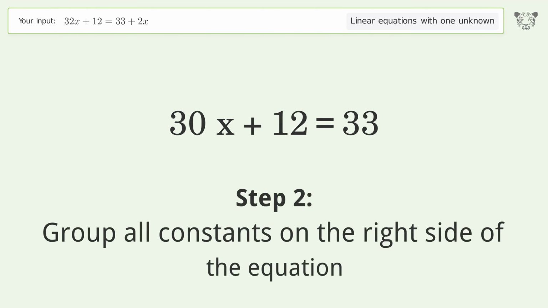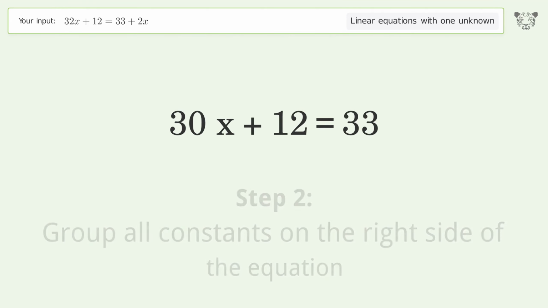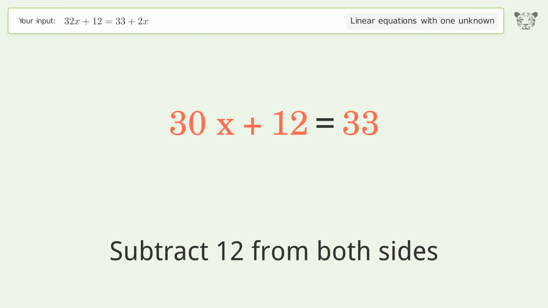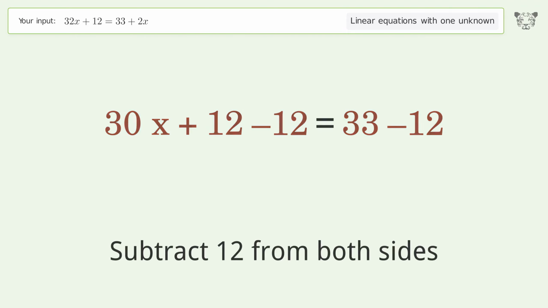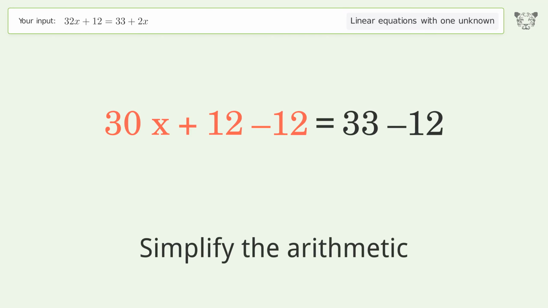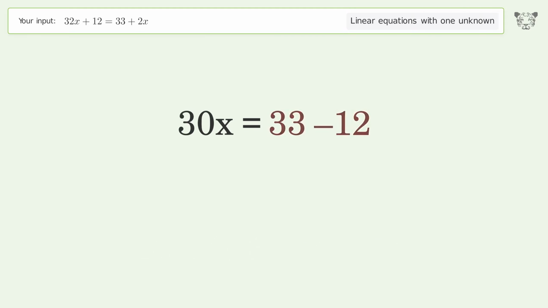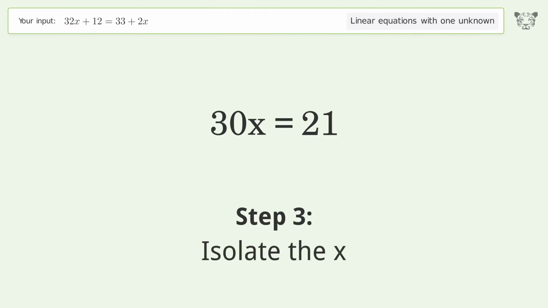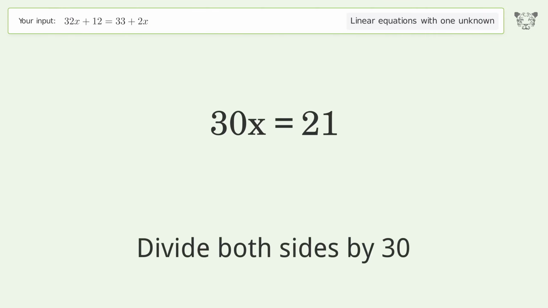Group all constants on the right side of the equation. Subtract 12 from both sides. Simplify the arithmetic. Isolate the x. Divide both sides by 30.